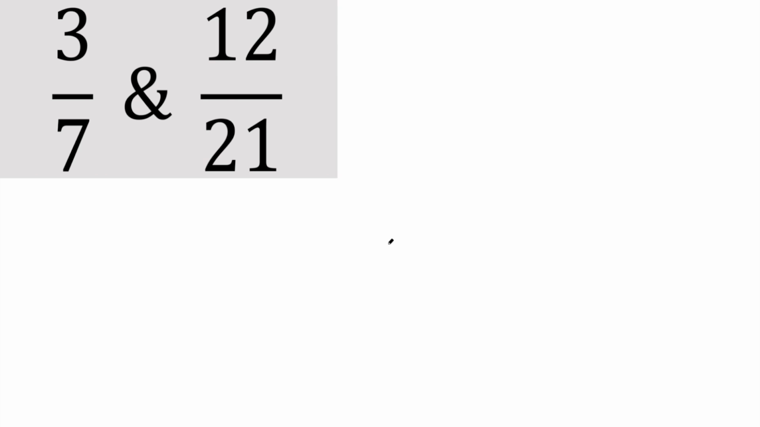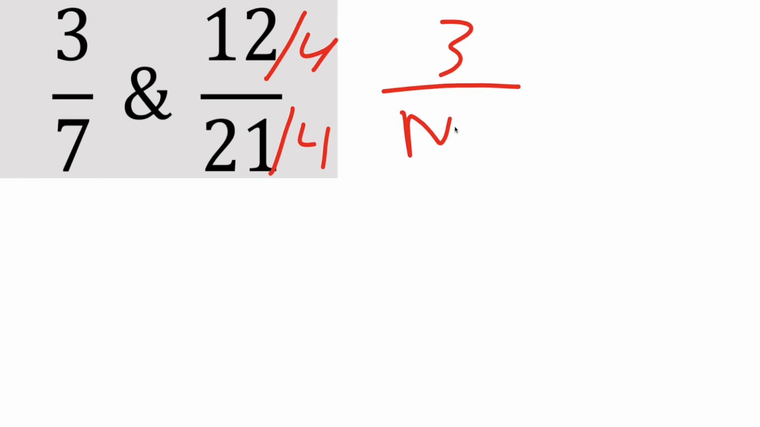Okay, this is the next one. Here we have a 3. Here we have a 12. If we wanted to make this piece into a 3, we could divide by 4. We could divide by 4. 12 divided by 4 is 3. And 21 divided by 4 is not 7. If it was a 3, it would be 7, but it's not. So not 7.